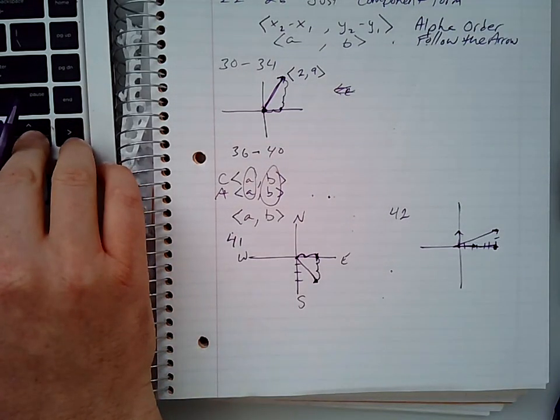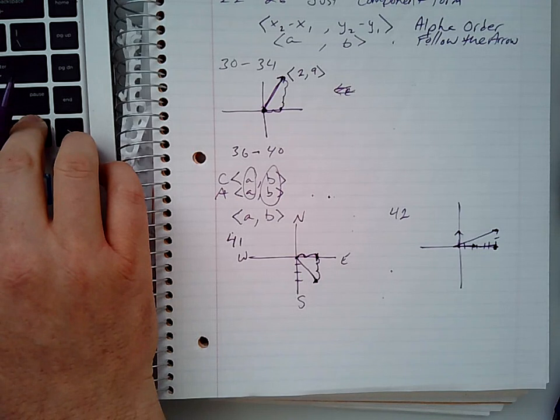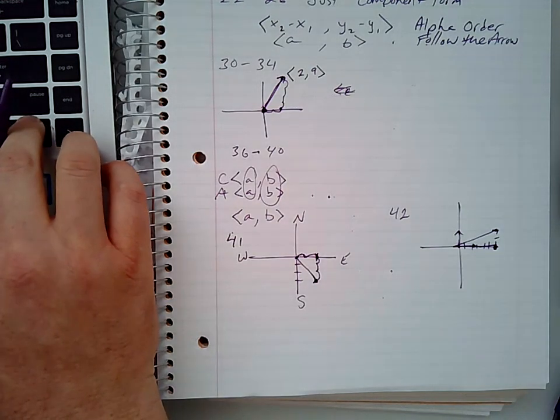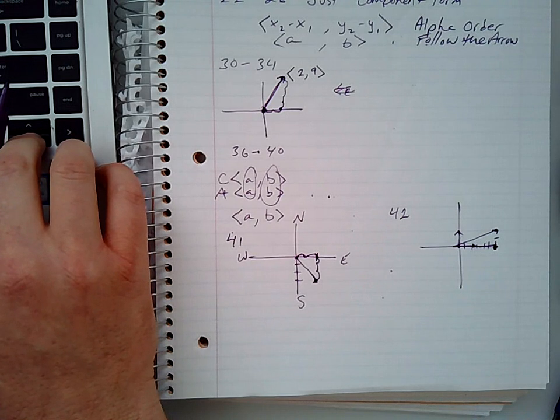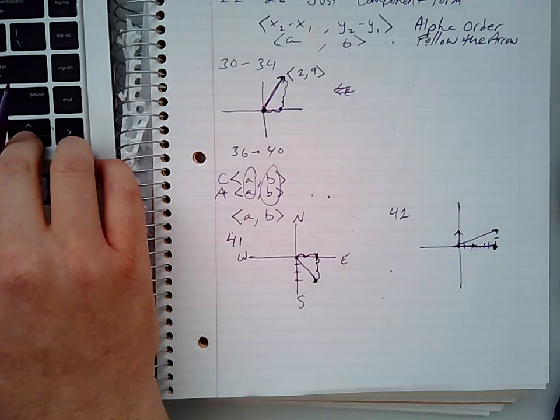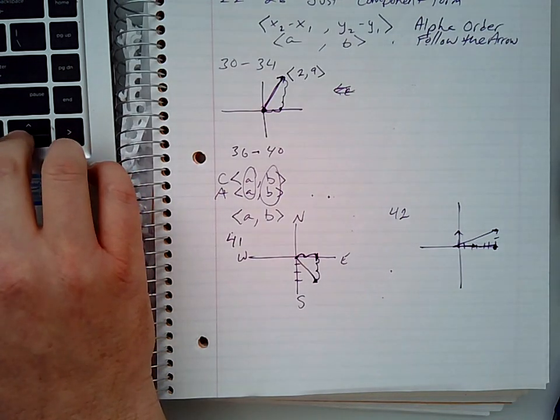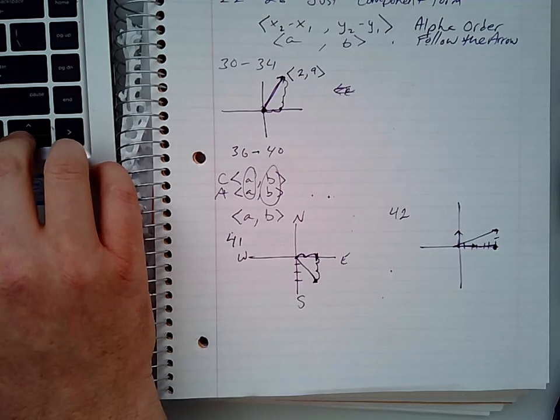43 and 44 are just a little bit more complex versions of adding and subtracting and multiplying vectors. A little bit more complex than 36, 38, and 40. Give those a shot. Let's see here.